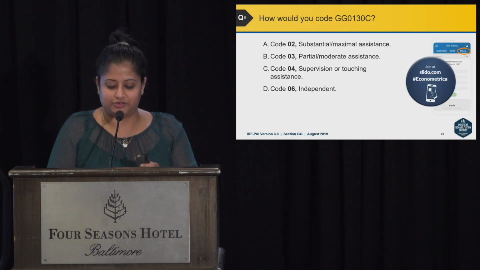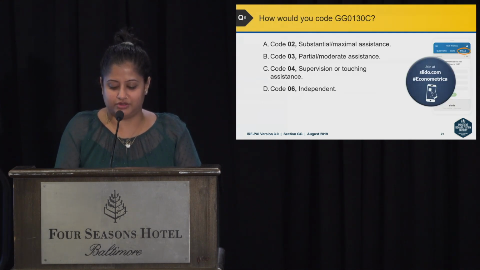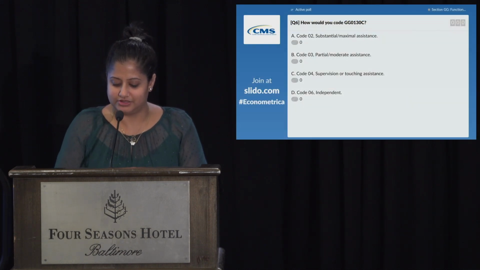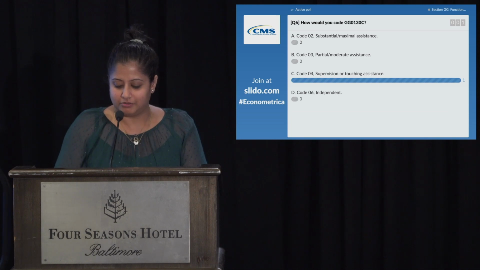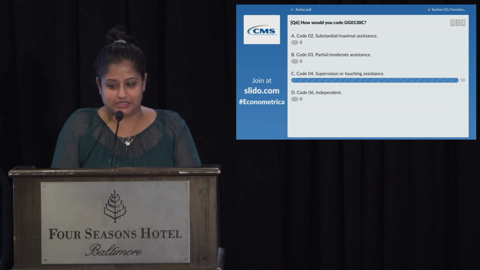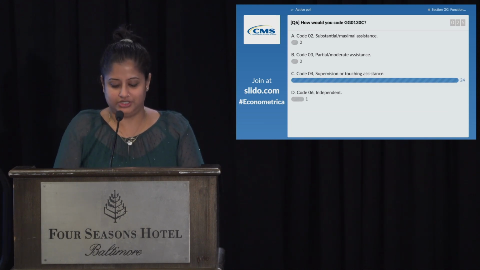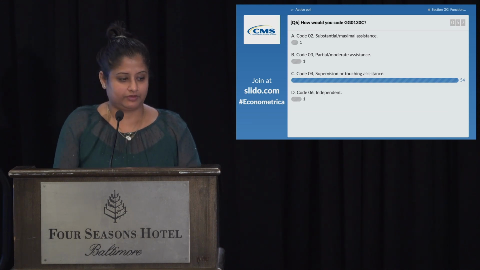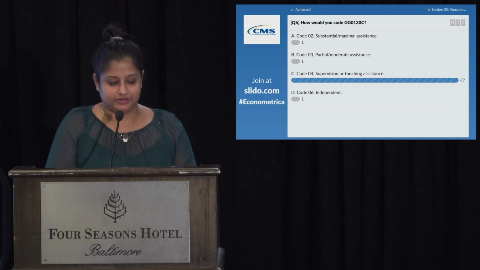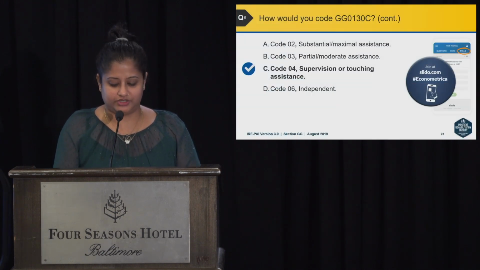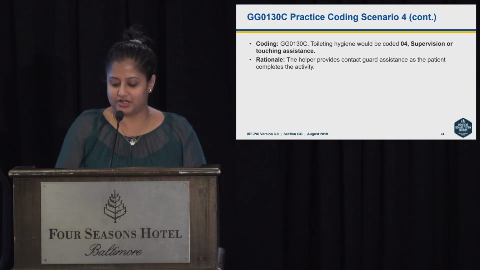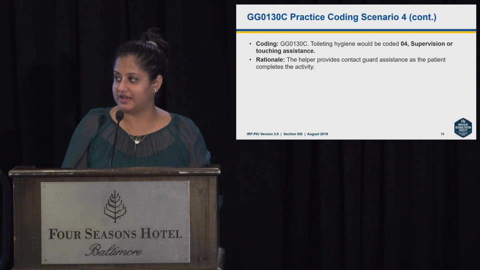So based on that information, how would you code GG0130C? Your options are A, 02, substantial or maximal assistance, B, 03, partial or moderate assistance, C, 04, supervision or touching assistance, or D, 06, independent. And the answer is 04, supervision or touching assistance, the reasoning being the helper provides contact guard assistance as the patient completes the activity.